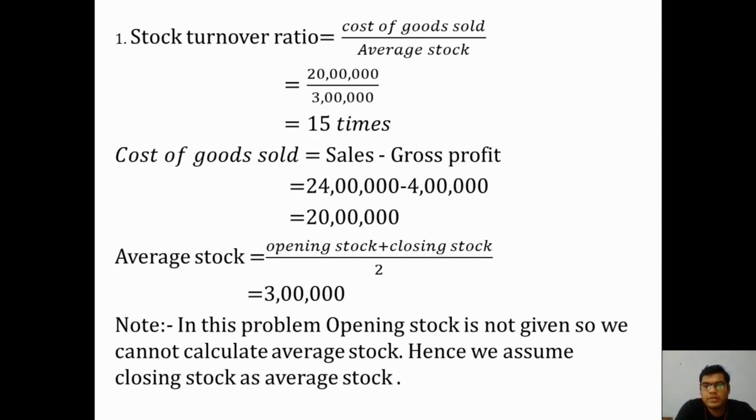We will put these values, that is the cost of goods sold value and average stock, into this formula, that is cost of goods sold 20 lakh divided by average stock 3 lakh. So it says 15 times, which means the stock has been turned over in the company 15 times. That is, 15 times the stock has been bought and sold.